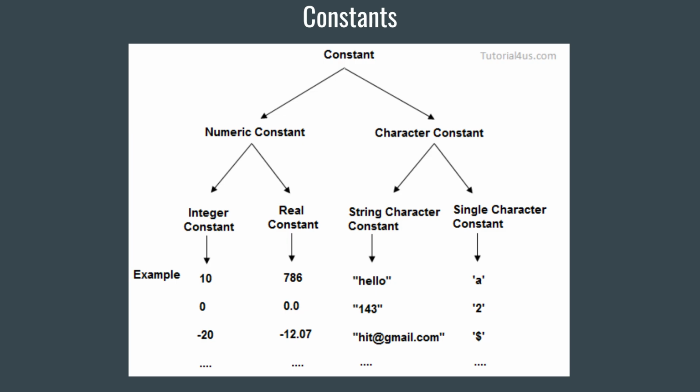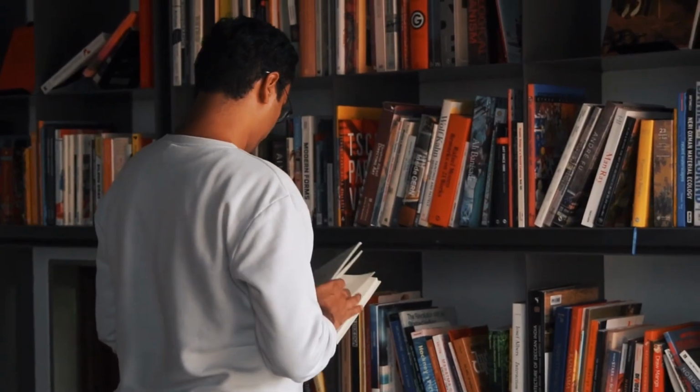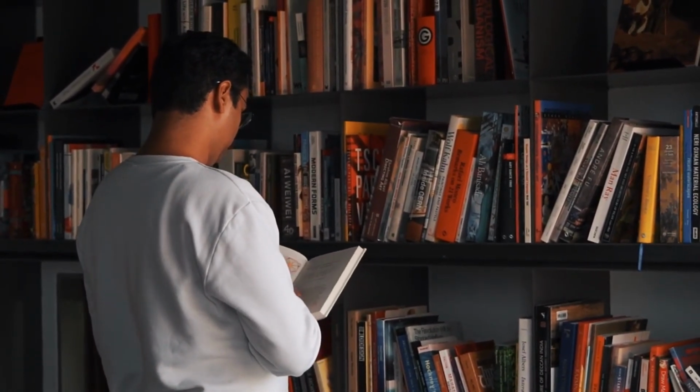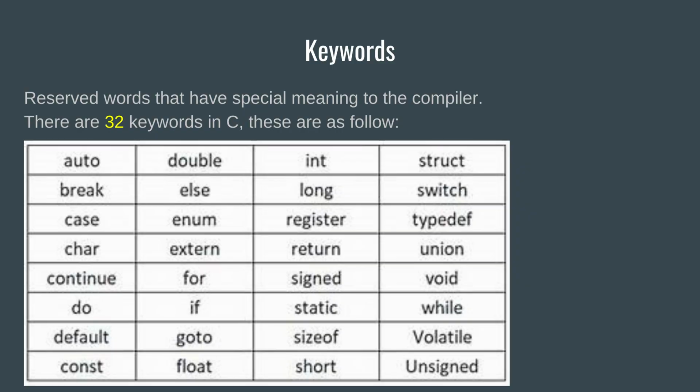So let's now move on to our next topic. Our next topic is keywords. Keywords are reserved words which have a special meaning in the compiler and we can't use them as our variable name. Just like there are words in a dictionary which have their own meaning and we can't change those words, each keyword has its own meaning and we can't change those.